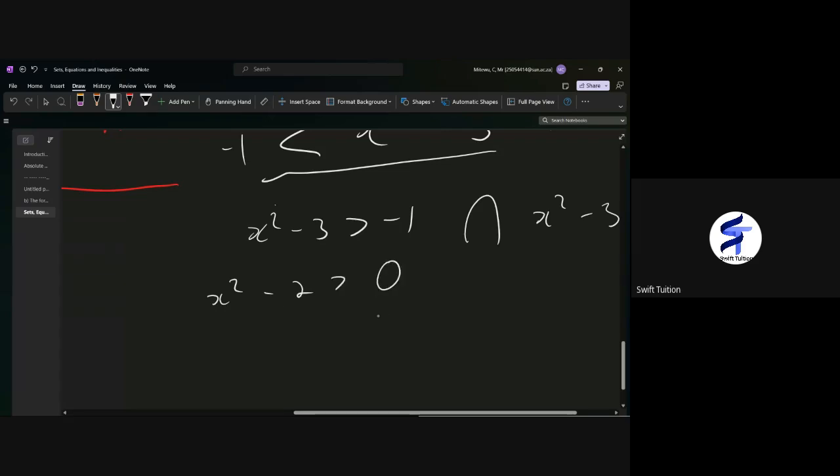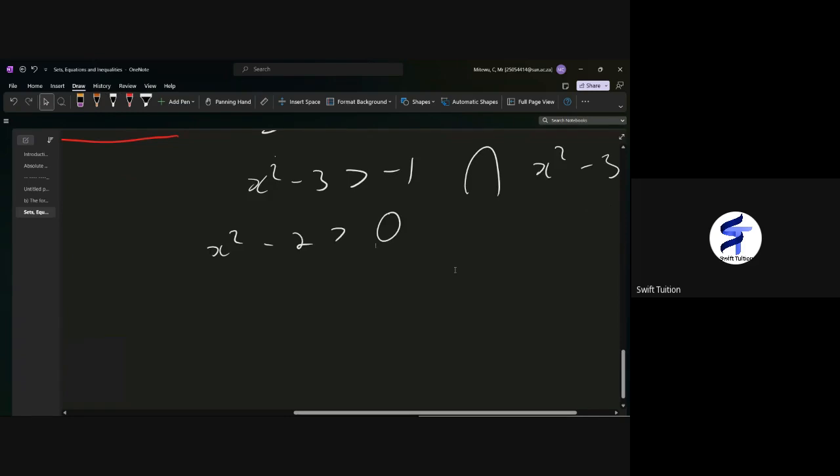Were I to factorize this expression, which you should always do, you'll find that it's going to be absurd, but it is still going to be factorizable. It's going to be x plus √2, x minus √2, right? It's just a difference of squares, so obviously, if you multiply these out, it'll end up being x squared minus 2. I haven't changed anything.